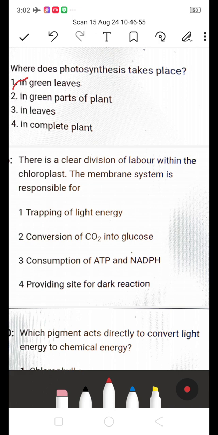Next one, there is a clear division of labor within the chloroplast. The membrane system is responsible for: trapping of light energy, conversion of carbon dioxide into glucose, consumption of ATP and NADPH, or providing a site for dark reaction? Which is the right answer? In the chloroplast, the membrane system is responsible for the trapping of light energy. This is the right answer.